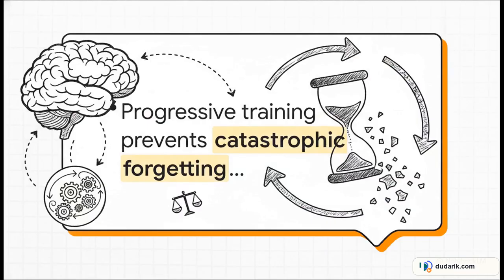Why go through all this trouble, though? Well, this quote right here from the report really hits the nail on the head. Progressive training prevents catastrophic forgetting. If you tried to train everything simultaneously right from scratch, the sheer mathematical weight of learning those low-level motor controls in the cerebellum could literally overwrite and destroy the high-level cognitive planning capabilities forming in the brain. It is an incredibly delicate balancing act.